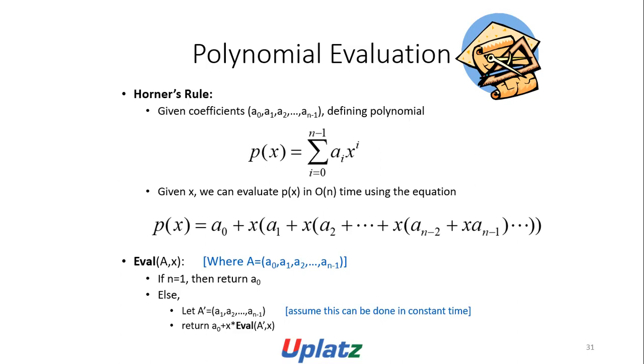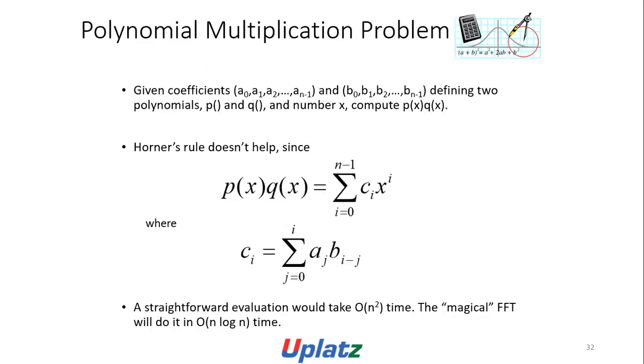Return a0 = x * eval(A', A^T x). Assume this can be done in constant time. Given the coefficients a0 to a(n-1) and b0 to b(n-1), define the two polynomials P and Q and a number x, compute P(x) and Q(x).